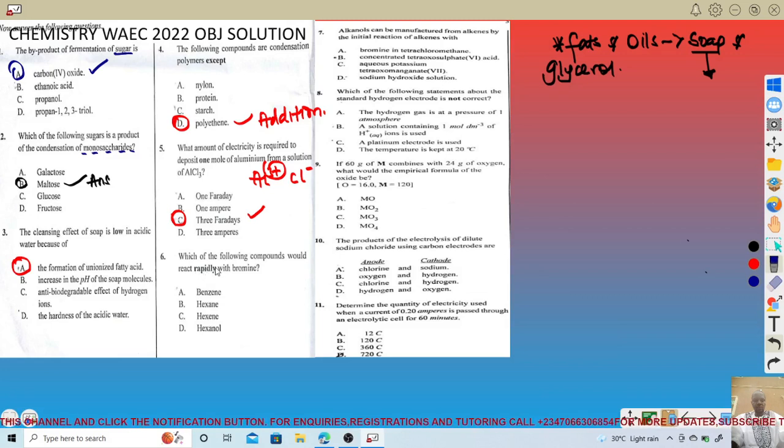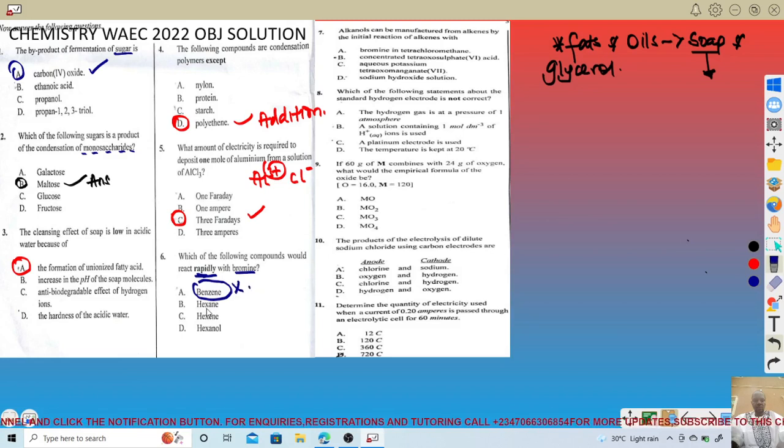This is another simple question. Which of the following compounds will react rapidly with bromine? The word rapidly means it will react fast. Benzene. Benzene reacts with bromine, yes. Benzene does not react with bromine. Let me put it well. It only reacts with bromine in the presence of maybe aluminum chloride or iron chloride. So it is not a rapid reaction. It requires what? A catalyst. So do you understand? So a catalyst is required. So you should be careful about this answer.